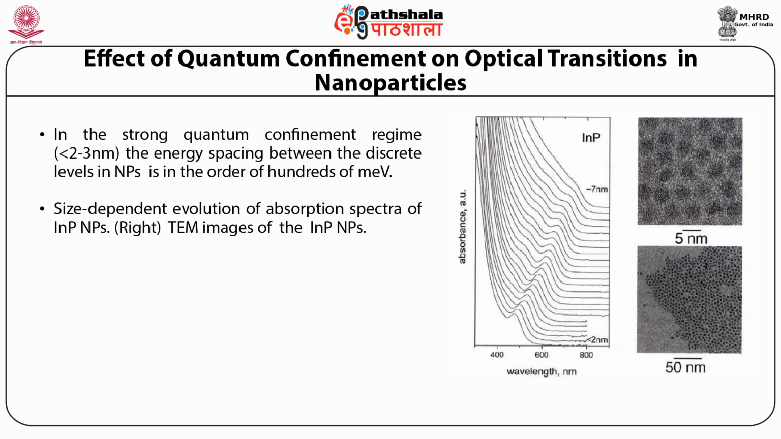However, in the weak confinement regime, the energy spacing is typically an order of magnitude less than in the strong confinement regime, and it becomes difficult to resolve the transitions in absorption or photoluminescence spectra.